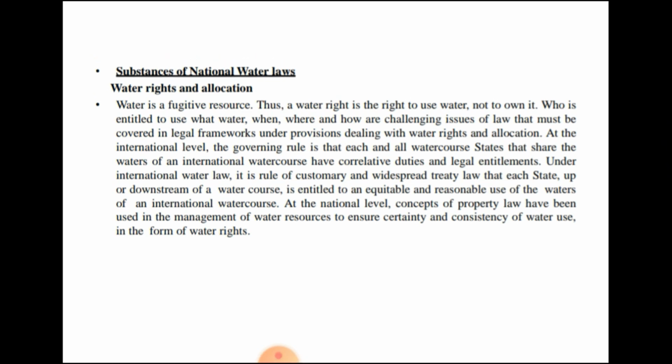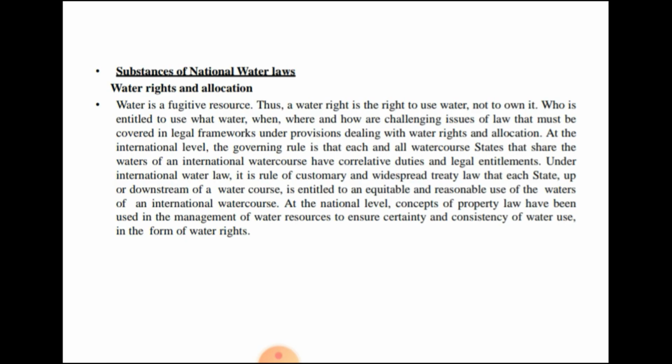That legal framework generally deals with water rights and allocation, how you are supplying the water to each and every one, and how the public uses that water. The distribution of water is very important. The water should reach each and every person in our country.